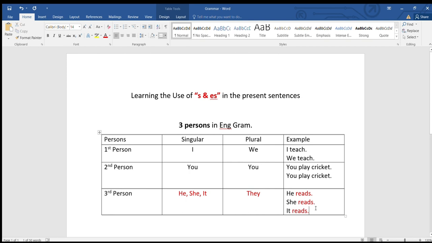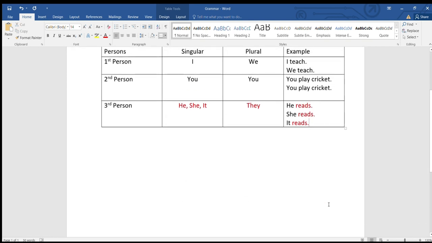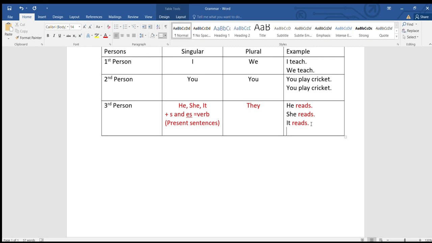We use that S in the end of the verb because that is a rule. If you are talking about he, she, it, you must add S and ES in the end of the verb. That's the rule. But this rule works only in the present sentences. Nowhere else. Now, if you are done with third person singular, let's check out what we are going to do when it comes to they.